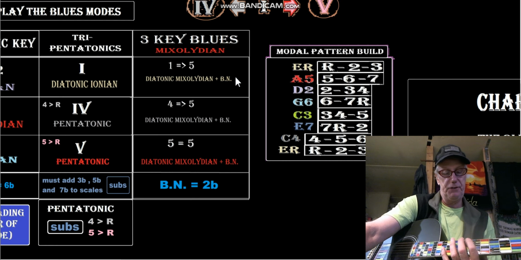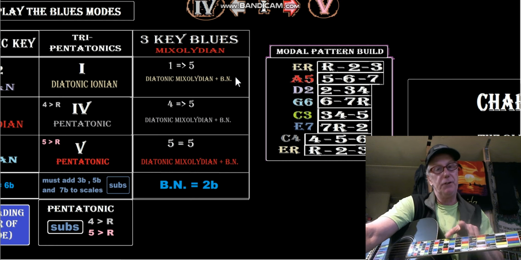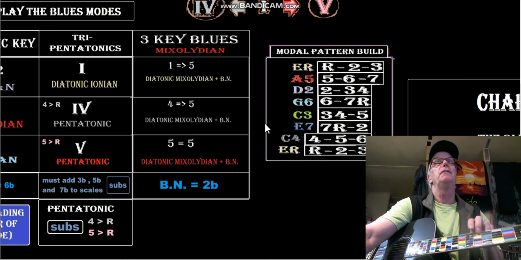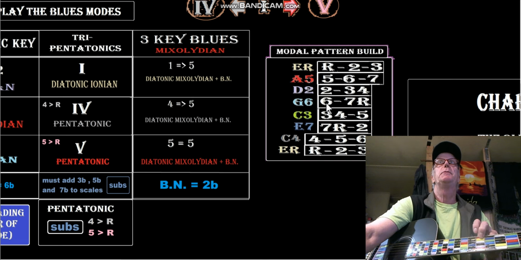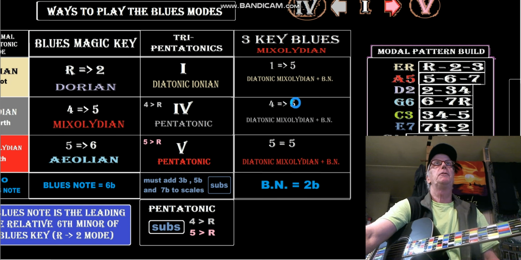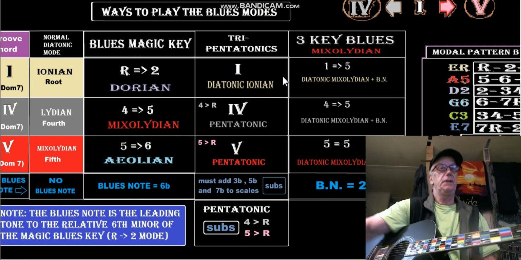5 becomes the 6. I did that wrong, by the way. I went to the A, which is the 6th of the root. I'm not going to do that. We're going to go down here, calling the 5 a 6. When we start on a 6, here's our build. 6, 7, root, 2, 3, 4. It's a G build. We all remember from previous lessons what a G build is.